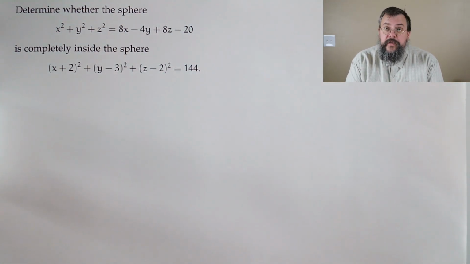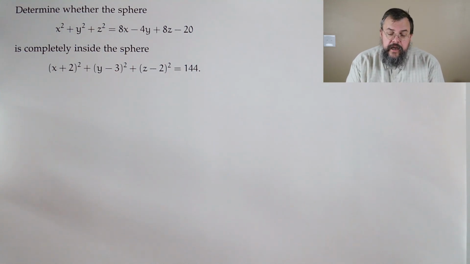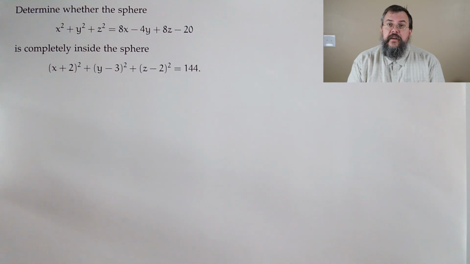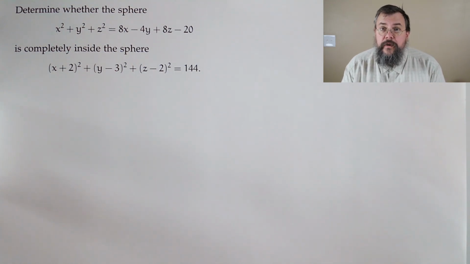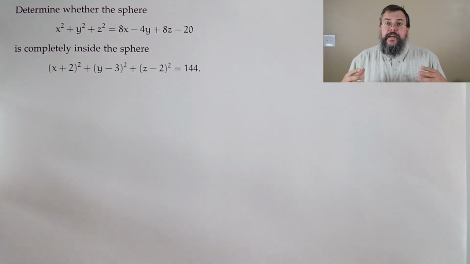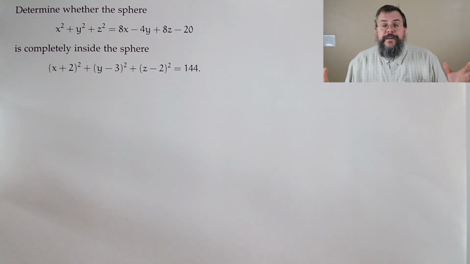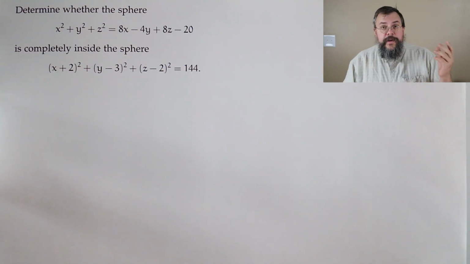Determine whether the sphere x squared plus y squared plus z squared equals 8x minus 4y plus 8z minus 20 is completely inside the sphere (x plus 2) squared plus (y minus 3) squared plus (z minus 2) squared equals 144. So in essence, this is sort of a yes-no question. Are we completely inside or not? We've got to figure this out.